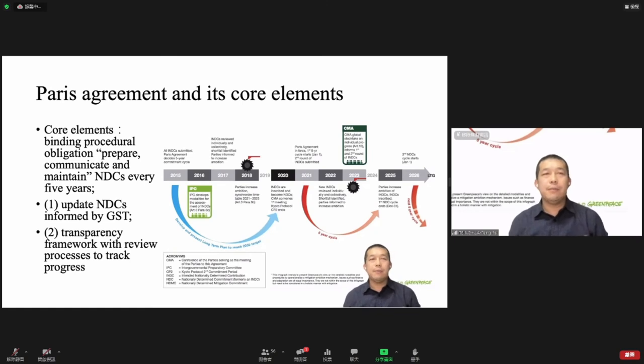Another key component is updated NDCs, informed by what we call the ratchet mechanism, which allows countries to increase their ambitions over time, because we have no guarantee of achieving 2 degrees or 1.5 degrees. So we need to design a mechanism to allow countries to increase their ambitions over time, so that we maintain a time window and hope to achieve the Paris Agreement goals.